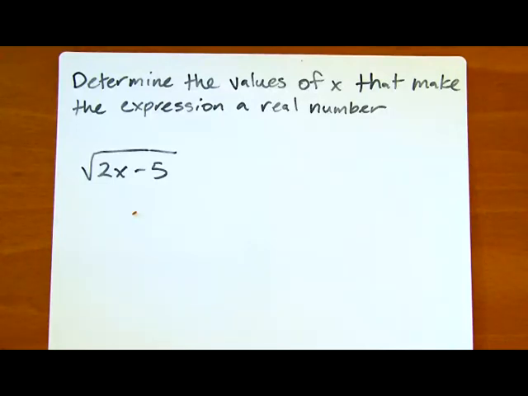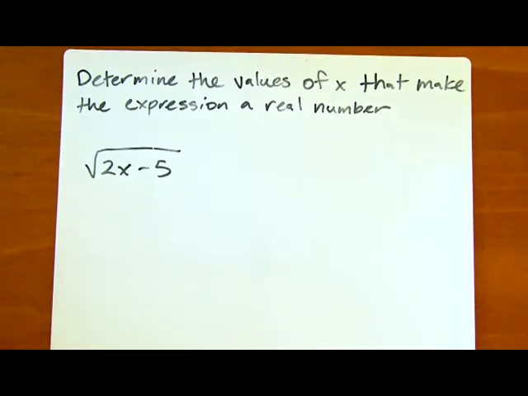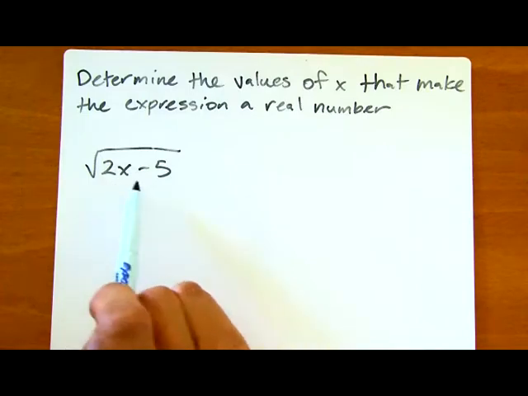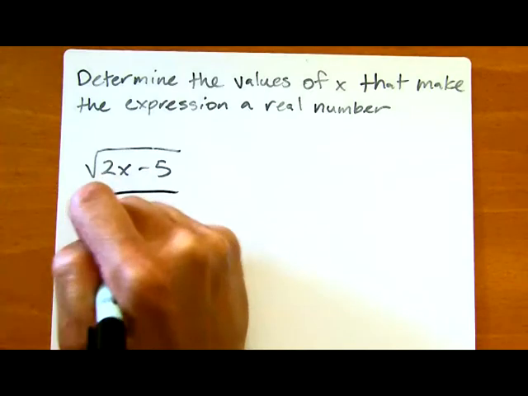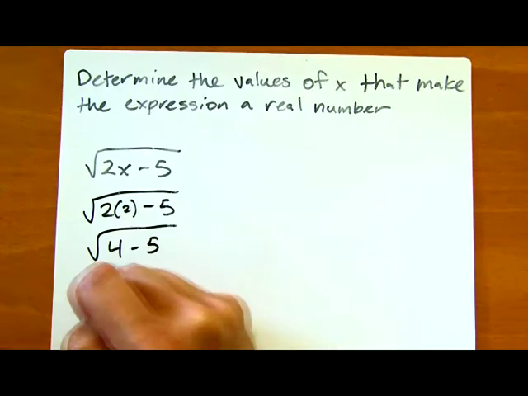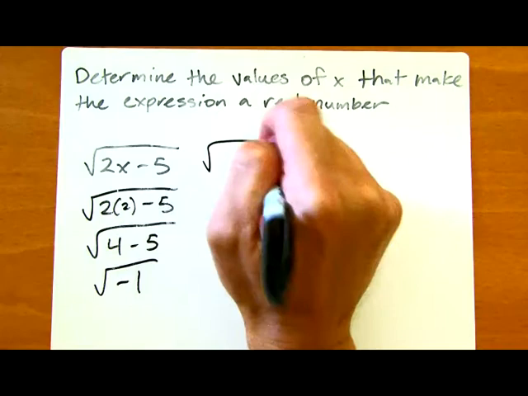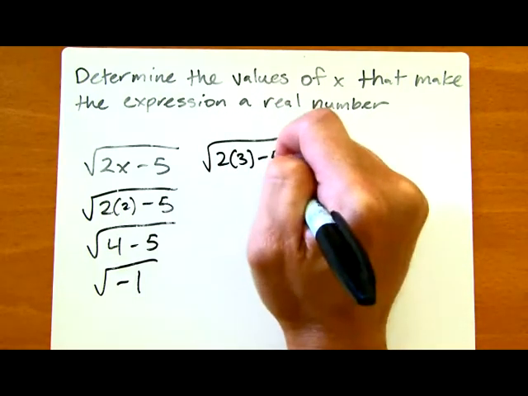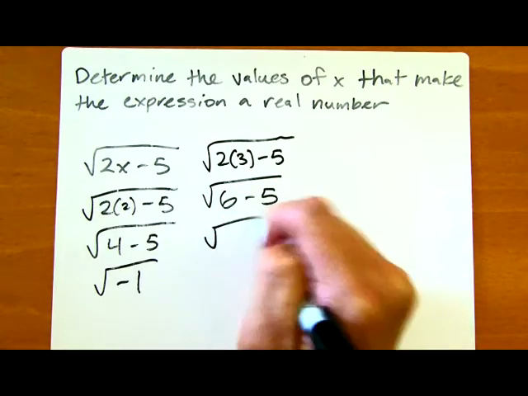Determine the values of x that make the expression a real number. Now, when we did that last problem, we were just guessing. There's got to be a way to do this without having to guess until we find it. We could guess again, I suppose. Let's try 2. In place of x, we put 2. 4 minus 5. Oh, that doesn't come out. We're square rooting a negative. Okay, let's try 3. Okay, we can square root 1.